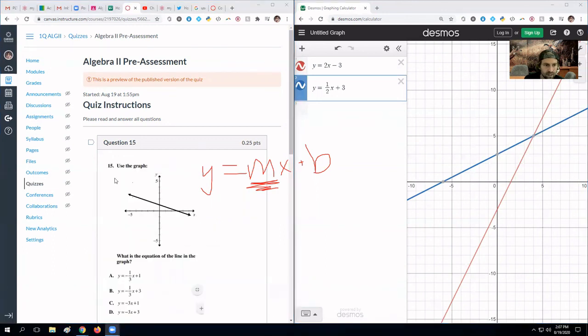All right. Next, use the graph. What is the equation of the line of the graph? Okay, so for this equation, we need to know two things in y equals mx plus b. We need to know what the slope is, and if we look at the slope, it goes down 1 over 3. So that means we could go ahead and cancel out C and D. And then we have to look at the y-intercept, the plus b number. And this y-intercept looks to be at 1. That would be A.